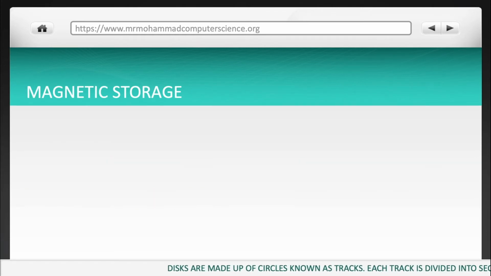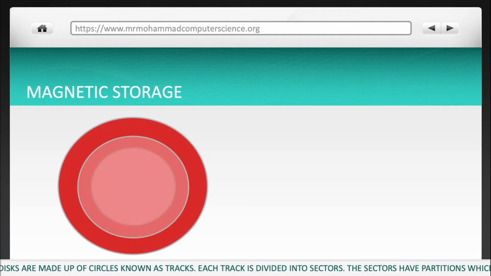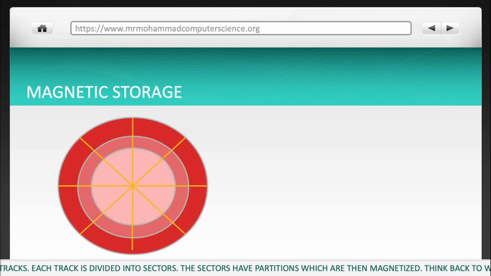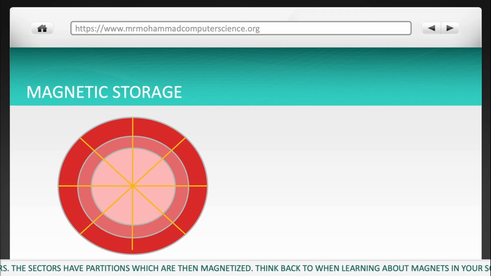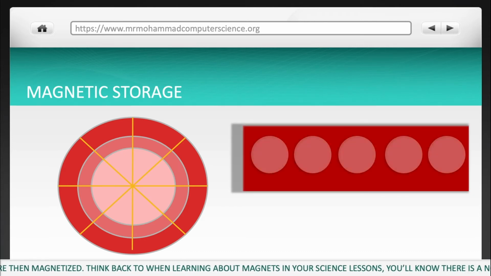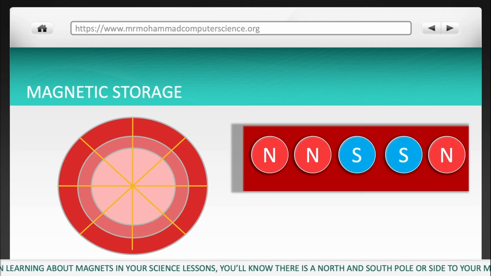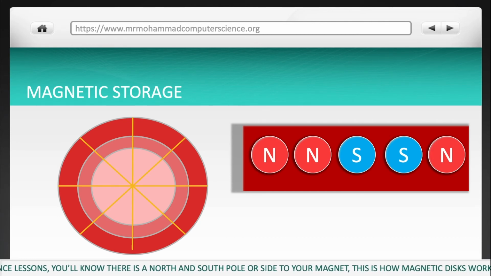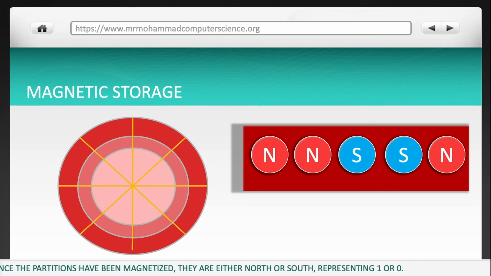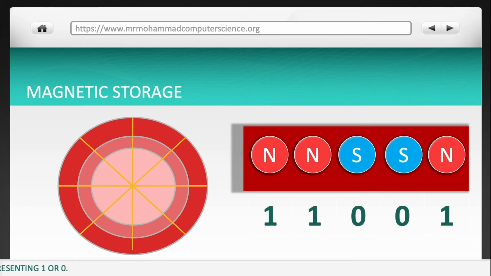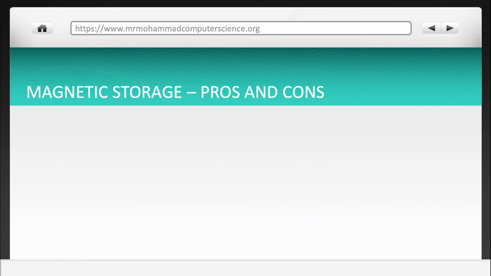Magnetic disks are made up of circles known as tracks. Each track is divided into sectors. The sectors have partitions which are then magnetized. Think back to when learning about magnets in your science lessons. You know there was a north and south pole or side to your magnet. This is how magnetic disks work. Once the partitions have been magnetized, they are either north or south, representing 1 or 0.